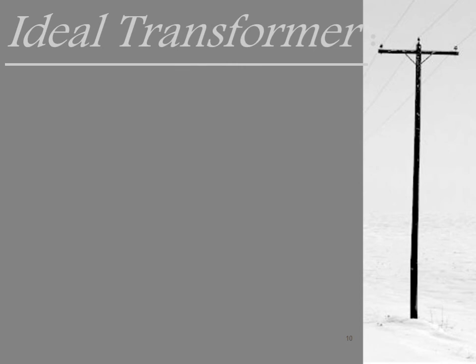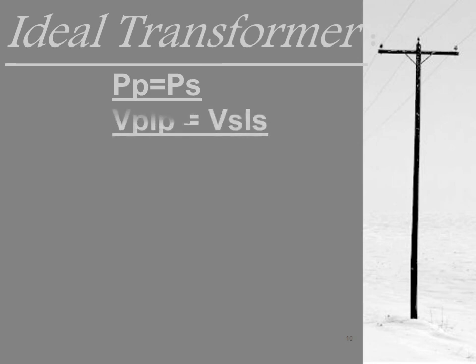Now comes the ideal transformer. An ideal transformer dissipates no power itself, and for such a transformer we can write that the power of the primary coil is equal to the power of the secondary coil. The voltage and current of the primary multiplied together equal the voltage and current of the secondary multiplied together.